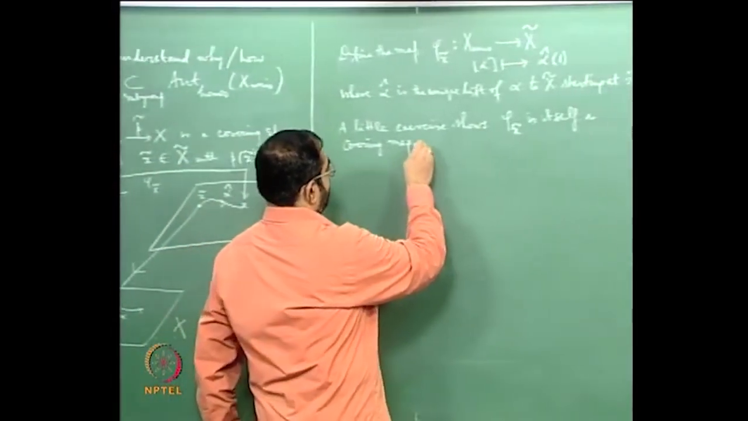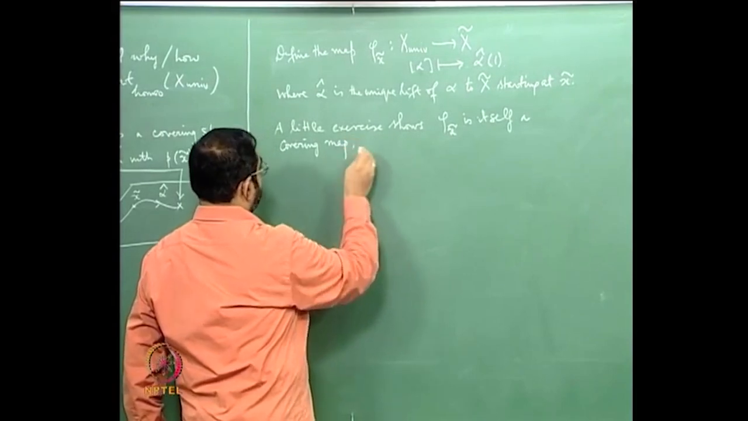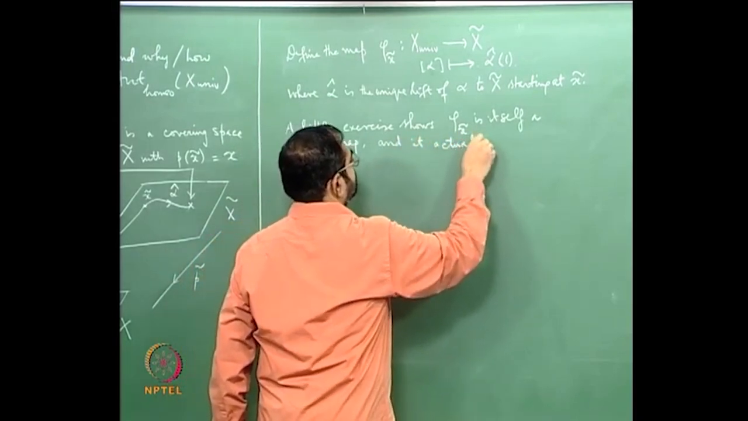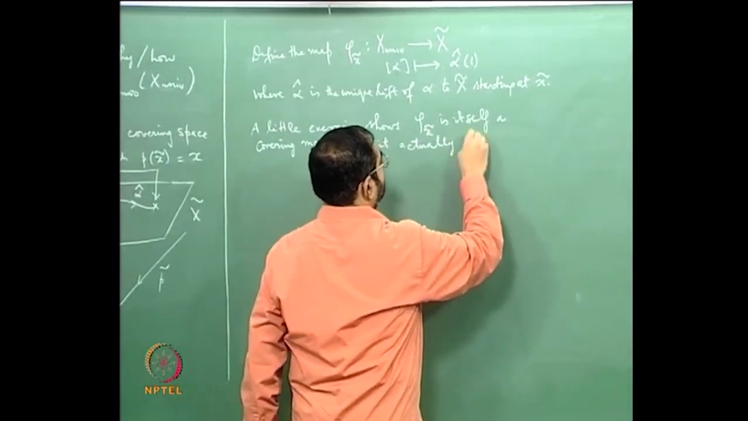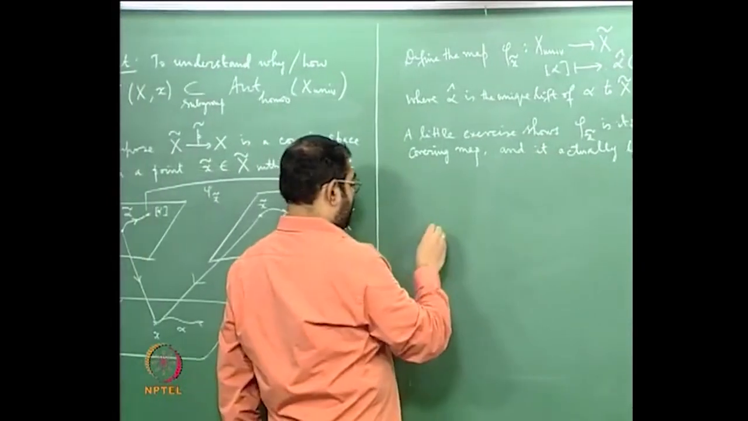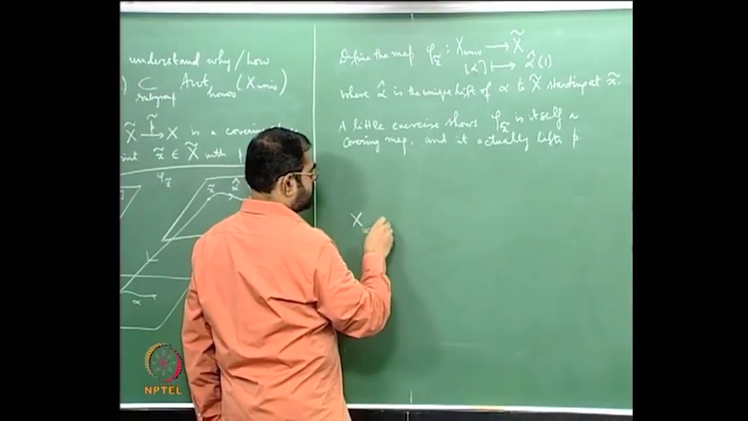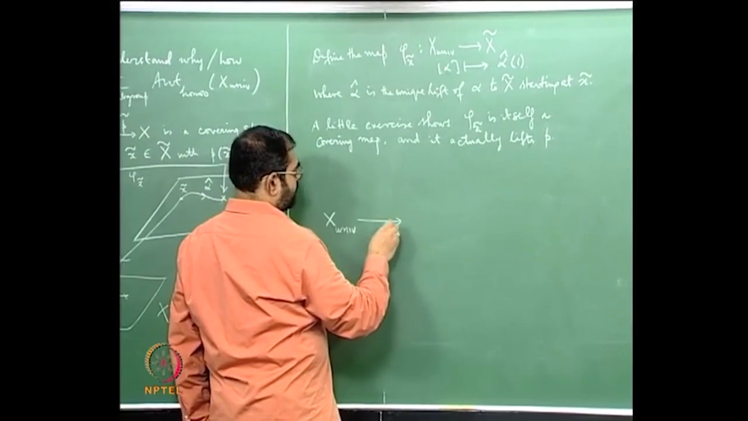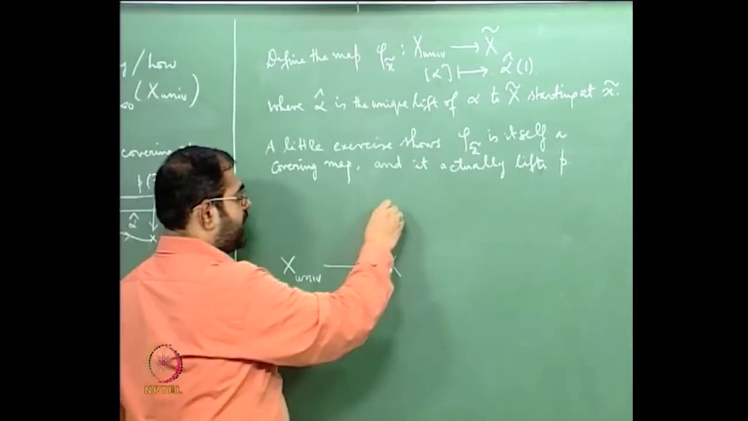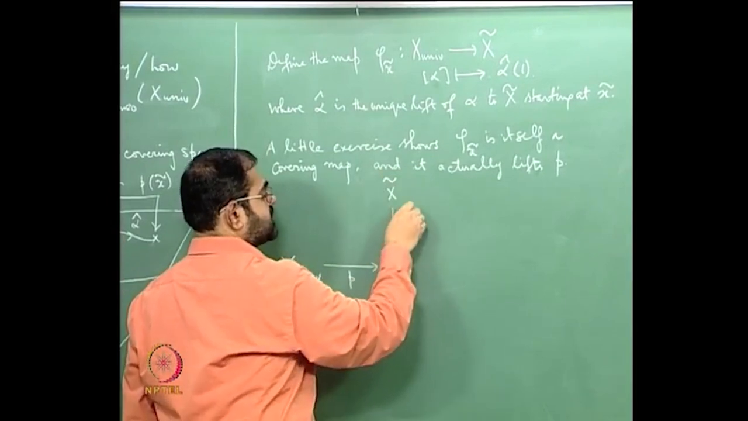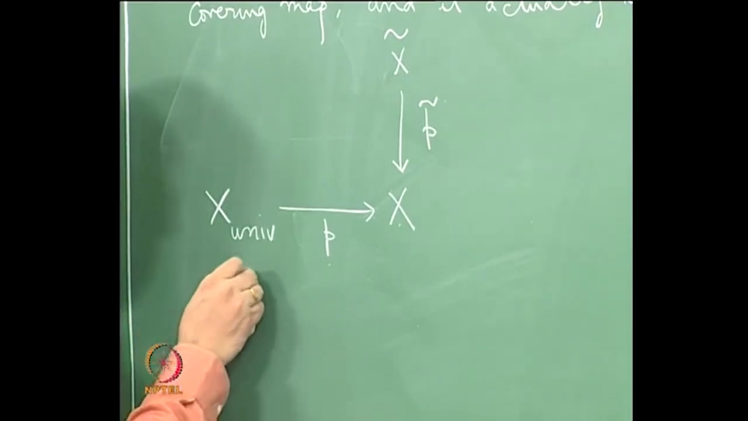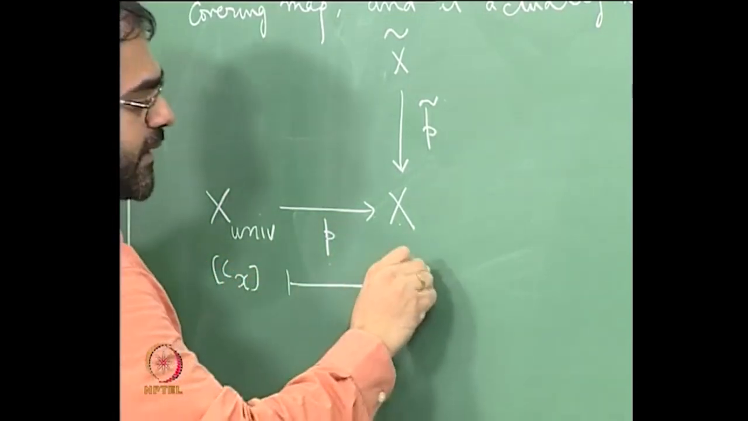So let me say something more, it actually lifts p. So you see what is happening is, I have x sub unu, okay, and I have this map p to x, okay, then I have x tilde p tilde, this is a cover, this is your covering given to you, and then there is this point cx here which goes under p to x, okay.